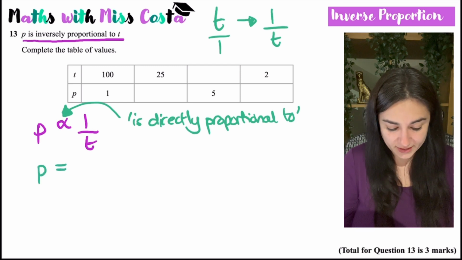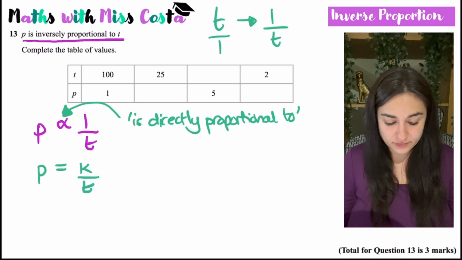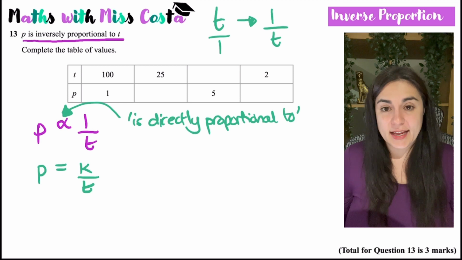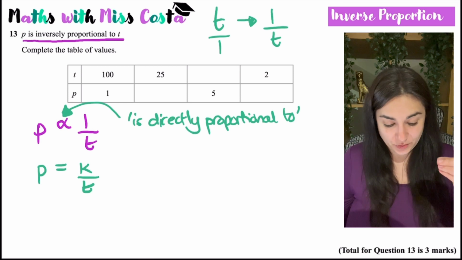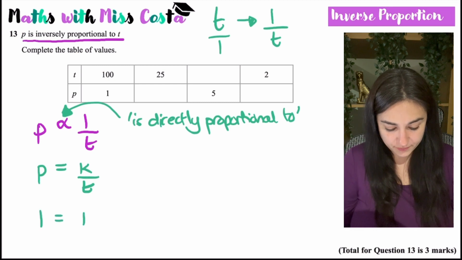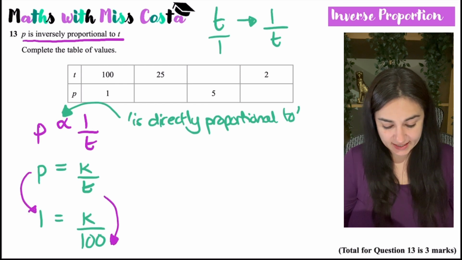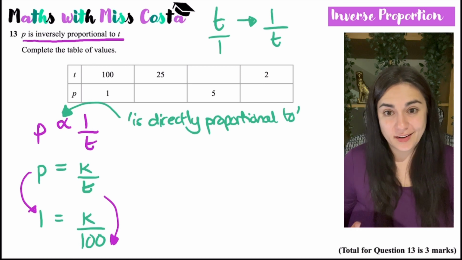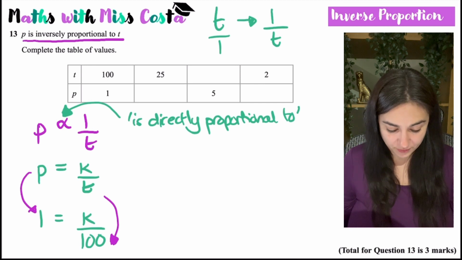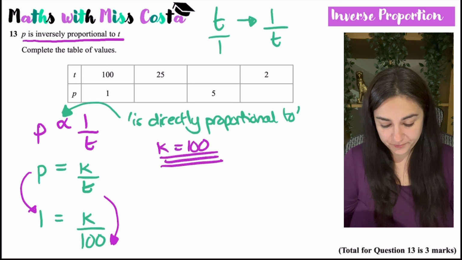You then form an equation where P is equal to K over T. And then you can substitute your values in. So I know that when P is 1, T is 100. Okay, so I've substituted my value of P and my value of T into this equation, and I can now solve it in order to find out what the value of K is. So K must be 100.